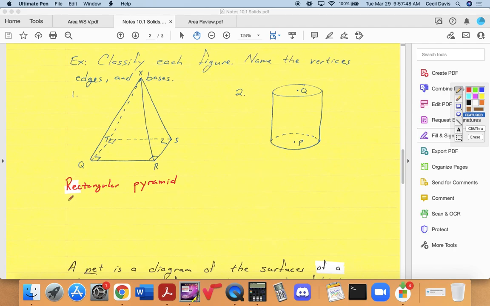Then we want to name the vertices. Well, that's pretty easy. People think of them as the corners, the points. We've got Q, R, S, T, and X. Then it says, name the edges.